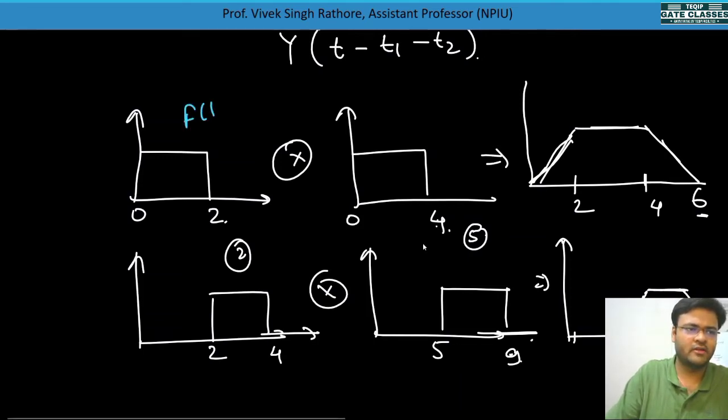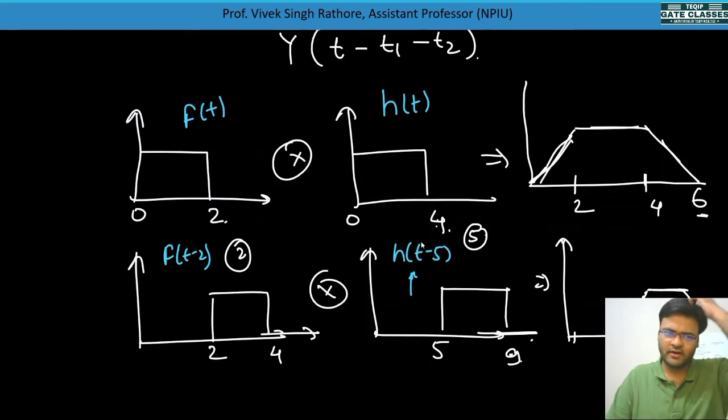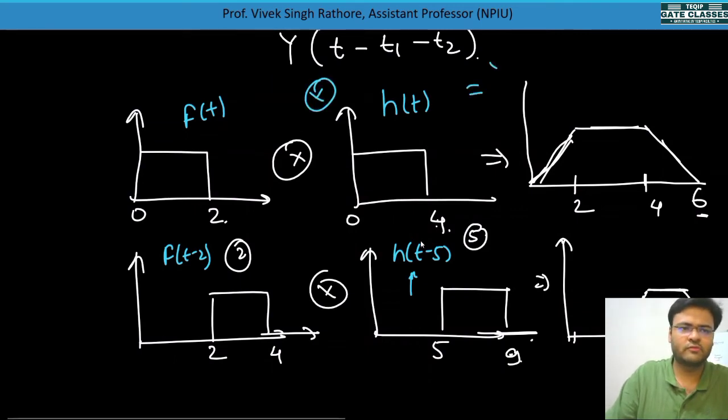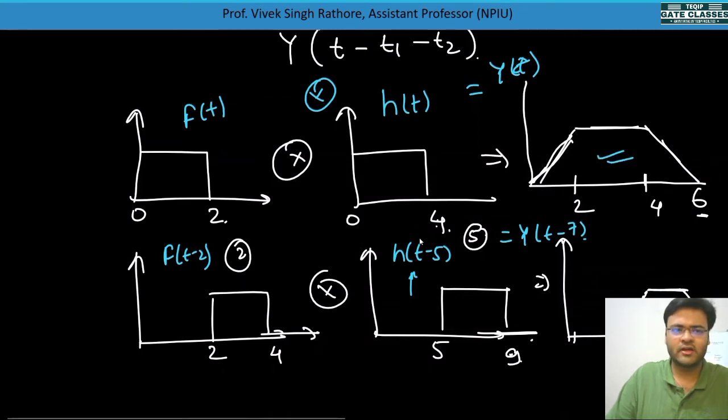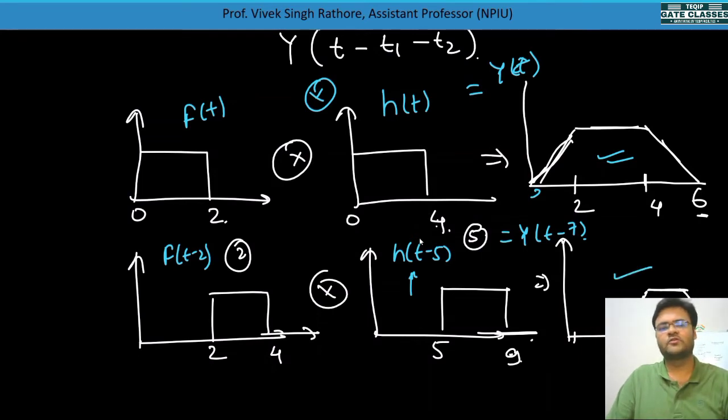Actually, if it is f of t, so it is f of t minus 2, and if it is h of t, this signal will be h of t minus 5. Definitely it will be there. So if the convolution of this is y of t, the output will come as y of t minus 5 plus 2, that is y of t minus 7. So obviously, your y of t has been shifted, and how much? 7 it has been shifted. So definitely from this time shifting property you can solve many questions like this.